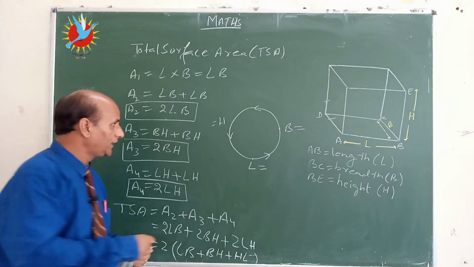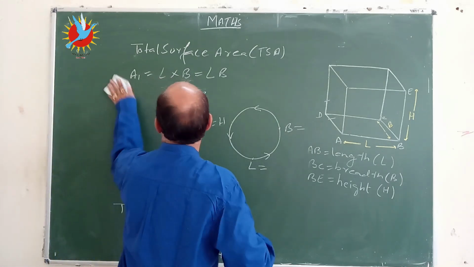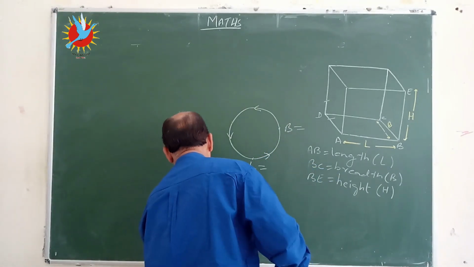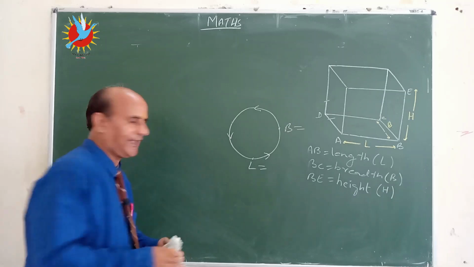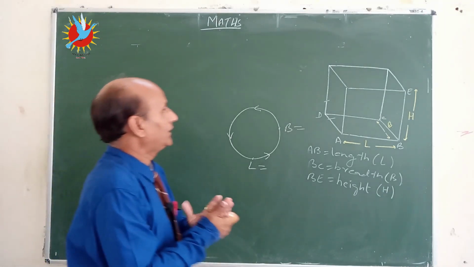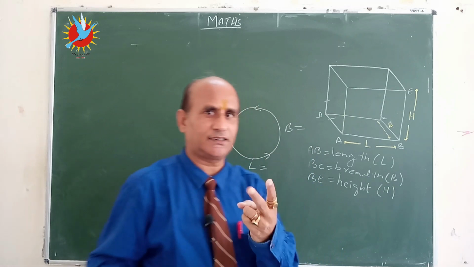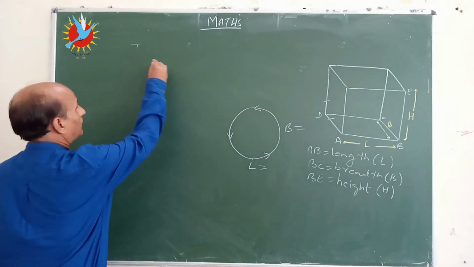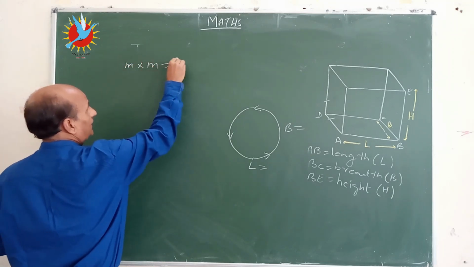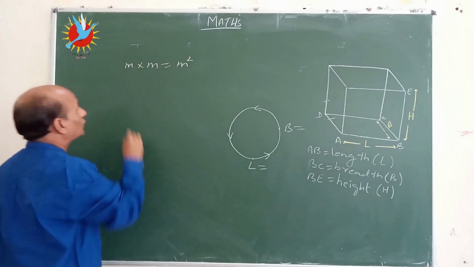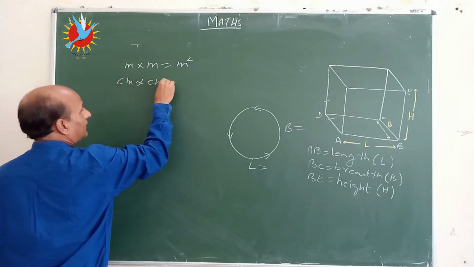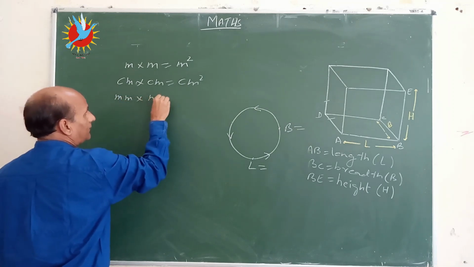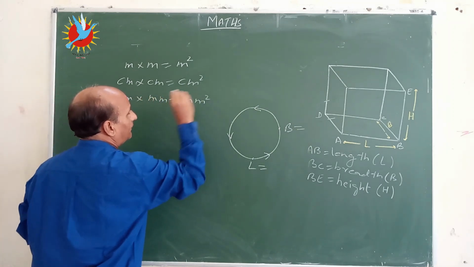Now the unit, how to fix the unit? Since it is an area, and area generally includes 2 units. Any surface of the cuboid is having 2 dimensions and they both are in the same units. So the area, if both are in meters, then the unit is meter square. If they are in centimeters, then the unit is centimeter square. And if they are in millimeters, then the unit is millimeter square.